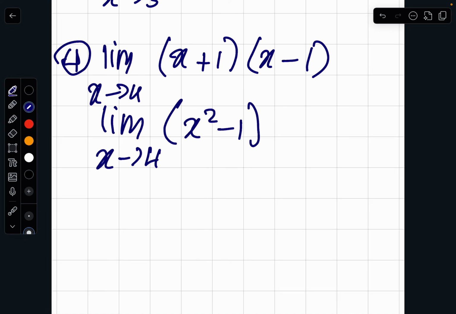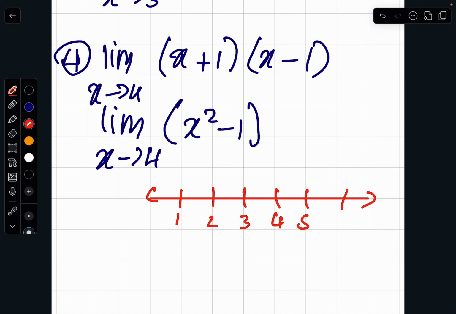They say use the numerical approach. First, you are going to draw a number line approaching 4 from both sides. We have 1, 2, 3, 4, 5, 6. We are approaching 4 from the left.